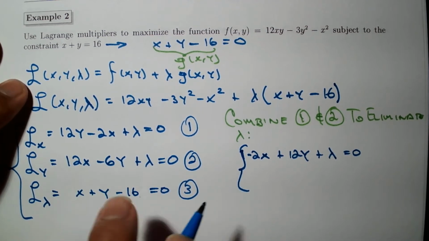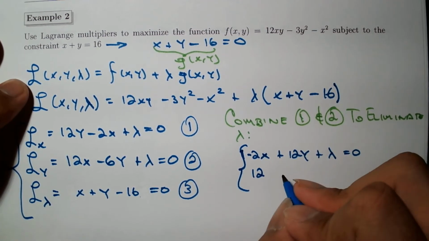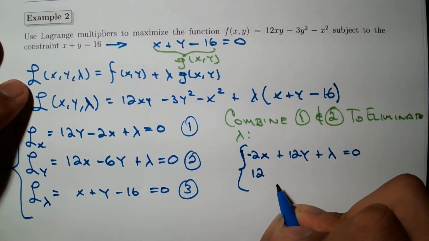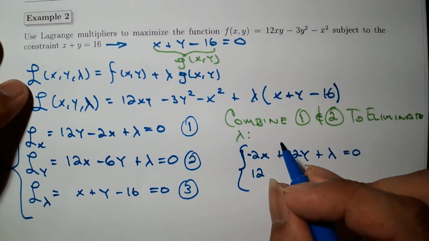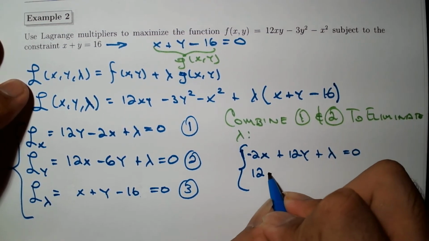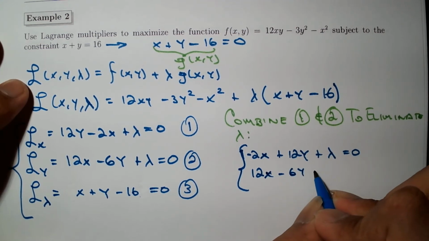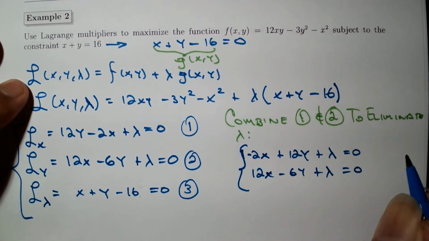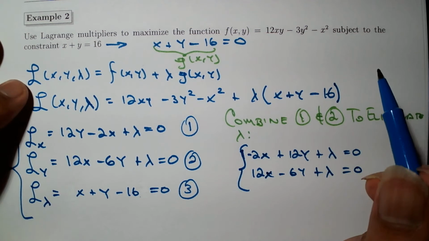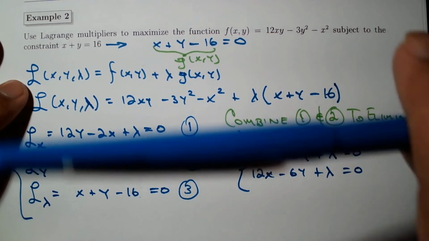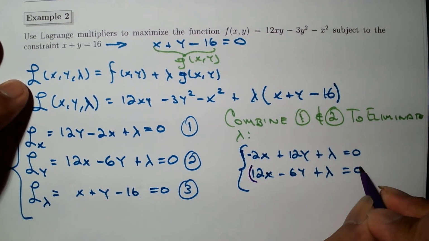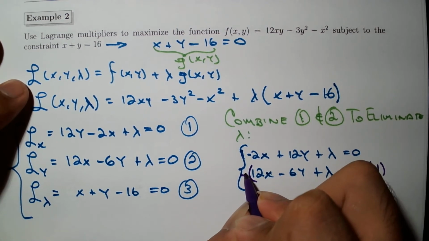The second equation, it's already in alphabetic order: 12x minus 6y plus lambda equals 0. So in this case, our goal is to get rid of the lambdas, and we can do that by multiplying any of the equations by -1. I don't know, I'm going to do the second one. Why not? Multiply the second one by -1, both sides.